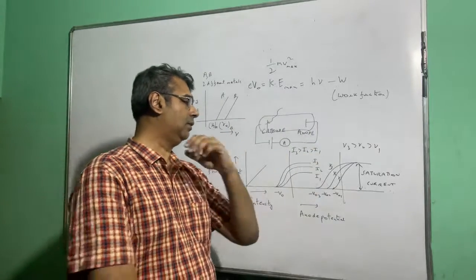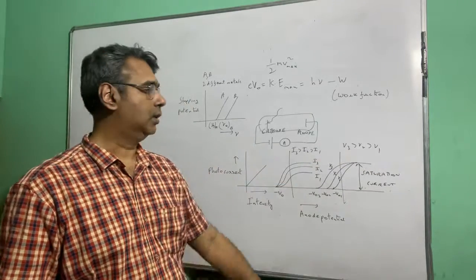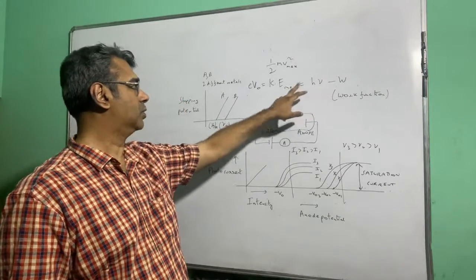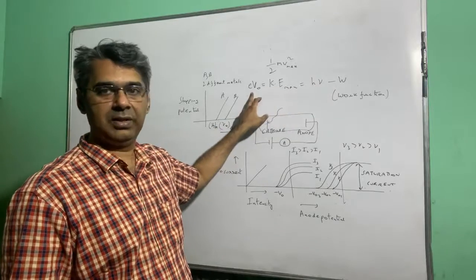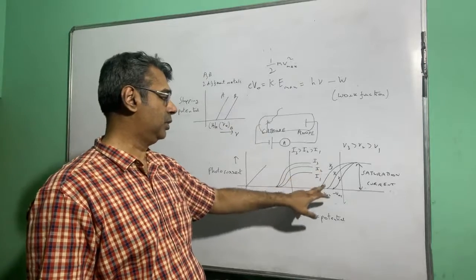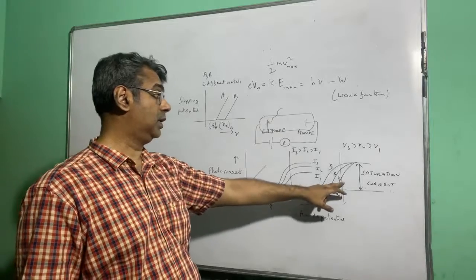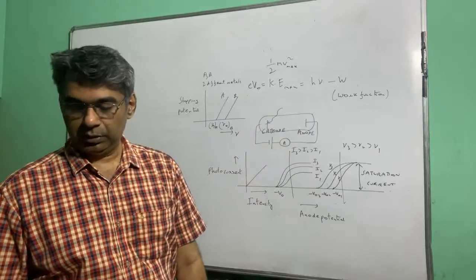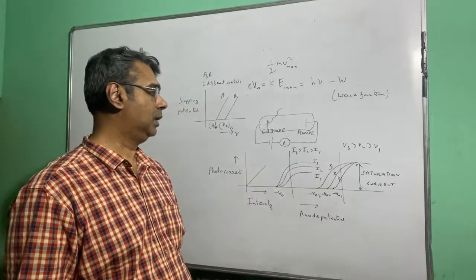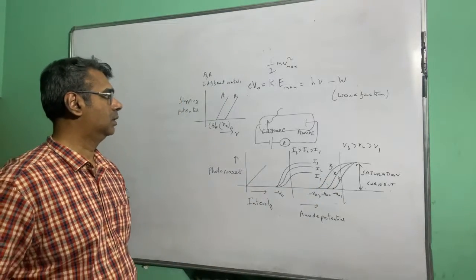Now coming to the third graph, here I am increasing the frequency of the incident beam: nu3, nu2, nu1. When the frequency is high, the stopping potential is high. You can see that they have a direct relation. If you increase frequency, stopping potential will increase. So when the frequency is nu3, stopping potential is V03. When it is nu2, stopping potential is V02. When it is nu1, stopping potential is V01. These are the values.